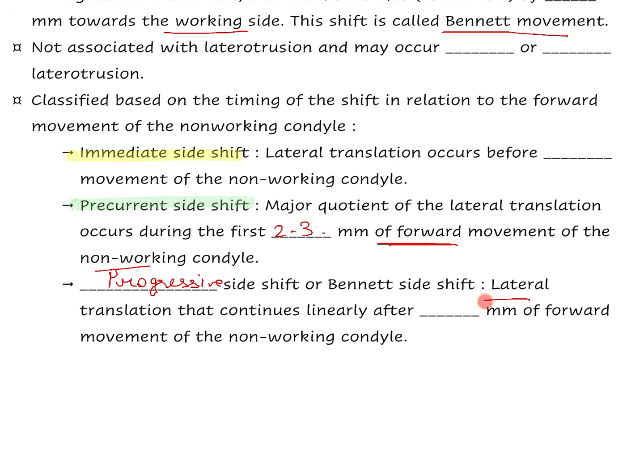This is the lateral translation that continues linearly after the 2 to 3 millimeters of forward movement of the non-working condyle. We are talking about the non-working condyle only. Okay, non-working condyle is associated with Bennett movement.